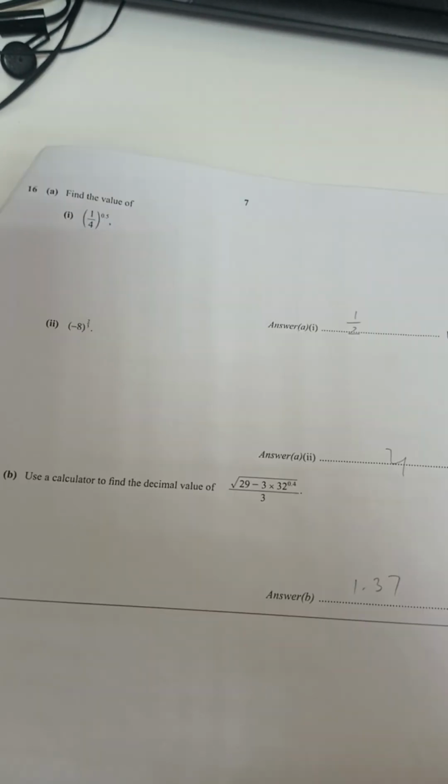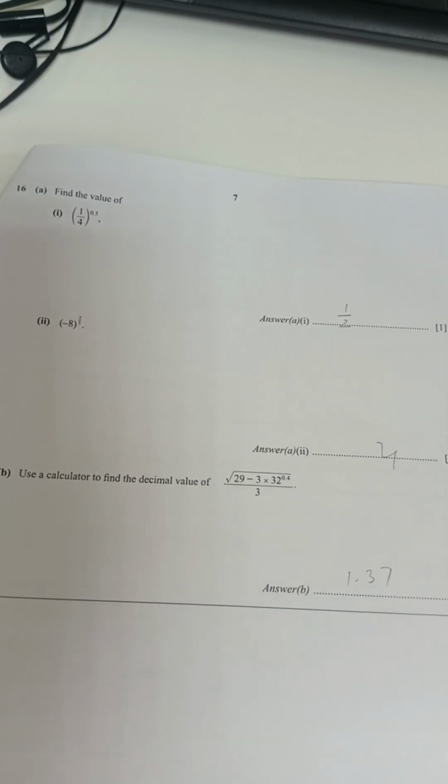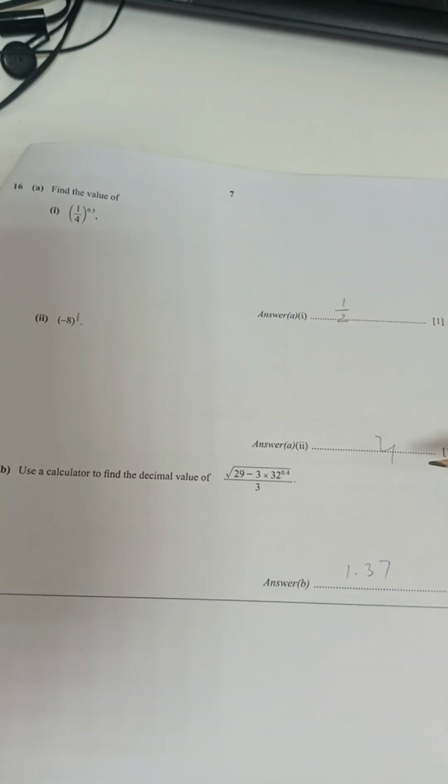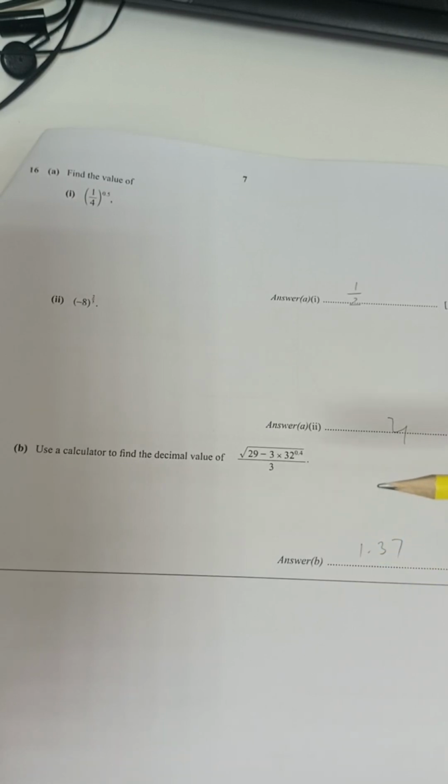Question number 16 is a set of questions which are actually calculator based. So part A shows 1 by 4 power 0.5. If you put it exactly in the calculator, you'll get 1 by 2. Similarly for part 2, if you put it in the calculator, you'll get 4. And then part B specifically says to use a calculator to find the decimal value. So put it exactly the same way in the calculator, you'll get 1.37.